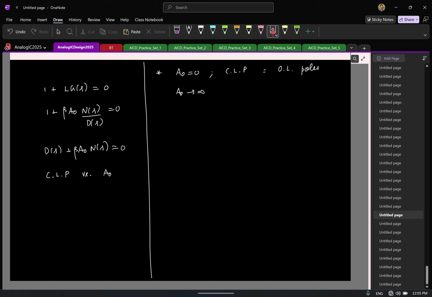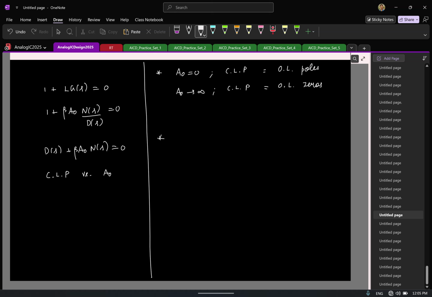Similarly, when I make it infinity, so here A0 is infinitely large. So what term will dominate? This will dominate. So essentially, we are trying to find the roots of n of s equal to 0. The roots of n of s equal to 0, what does it tell you? Zeros of open loop, right? So this directly gives you one quick basic principle that the closed loop poles start from the location of open loop poles, and as you increase the DC gain, it eventually reaches the open loop zeros. This is the main thing that we will use to qualitatively sketch root locus.